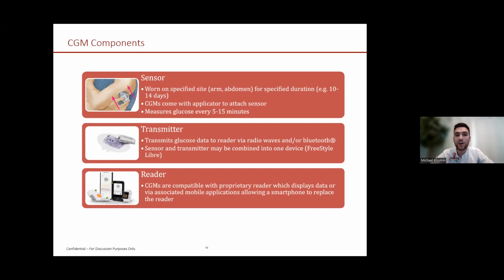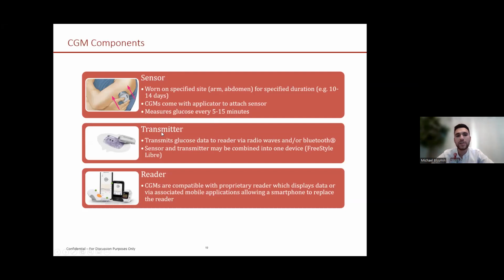To put the sensor on, the CGM comes with an applicator. So this is what this little device is. The sensor is not that big, it's like the size of a quarter. Or down here is another version of a sensor that is very small, but they come with an applicator that helps you attach it to wherever the site is. As we said, it measures your glucose every 5 to 15 minutes.